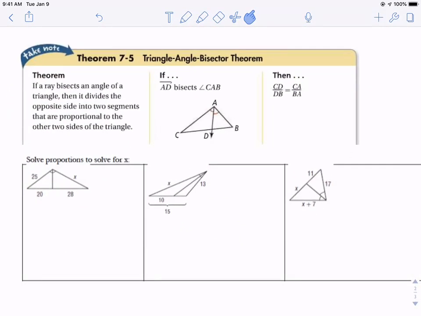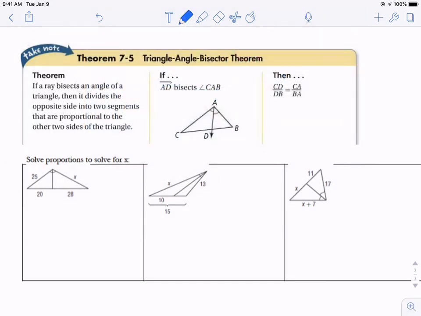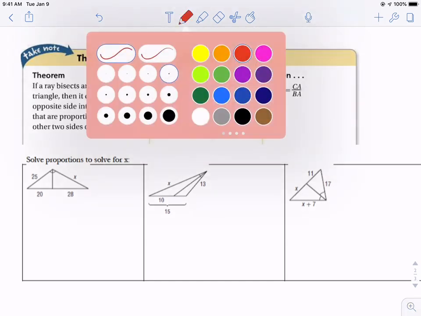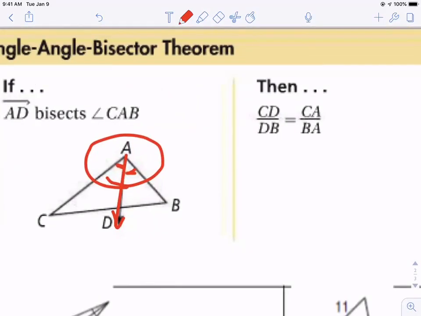Okay, that was the second theorem. And then the last one is also one that's easy to forget about, but it's a very simple theorem. Your book calls this the triangle angle bisector theorem. Most books probably just call it the angle bisector theorem. And it states that if you have a triangle, and you know that one of the angles is being bisected, so if this is an angle bisector, okay, you have to have an angle bisector there.